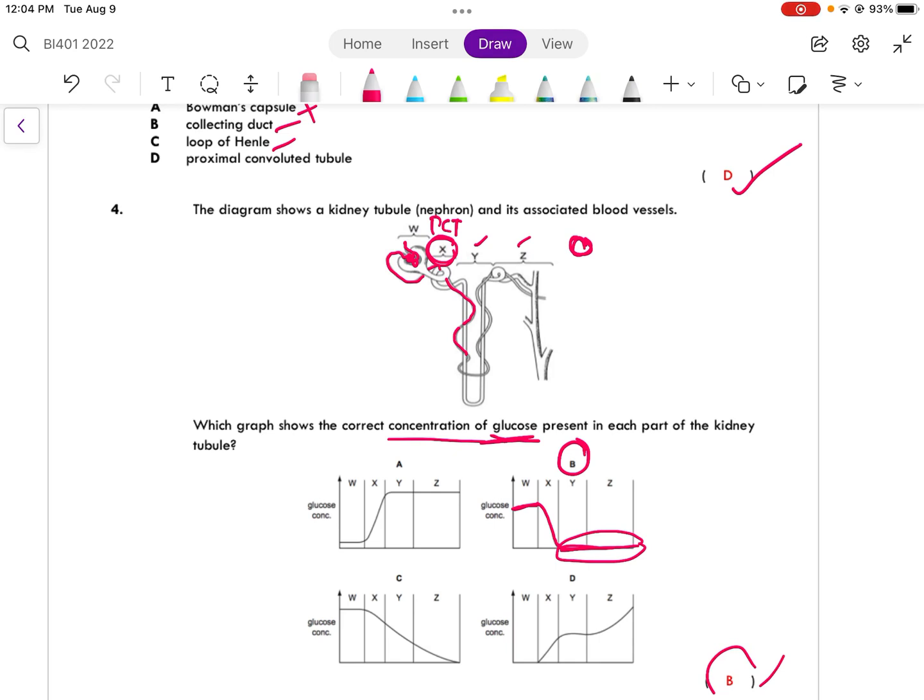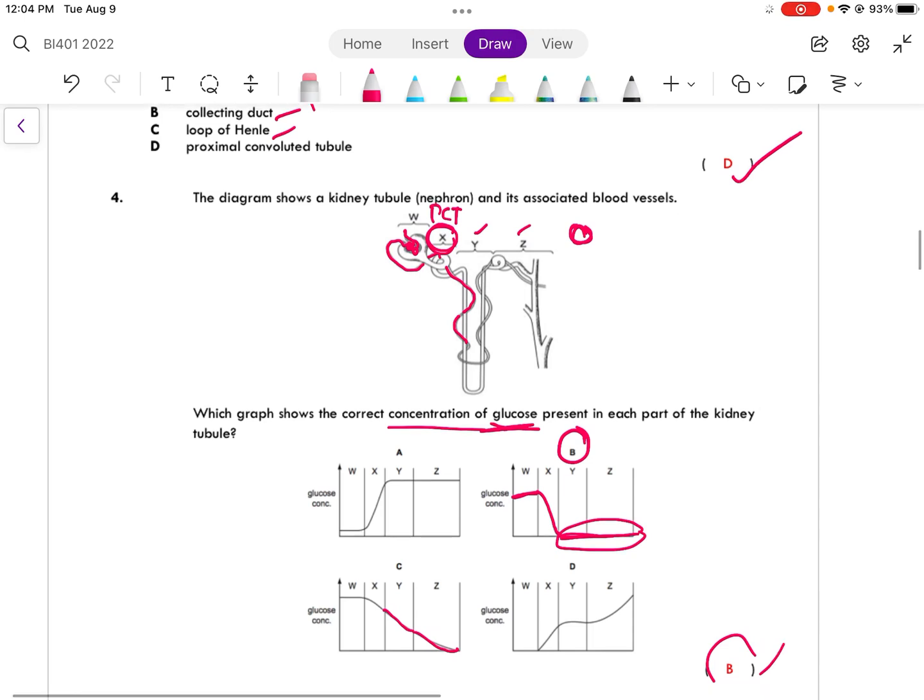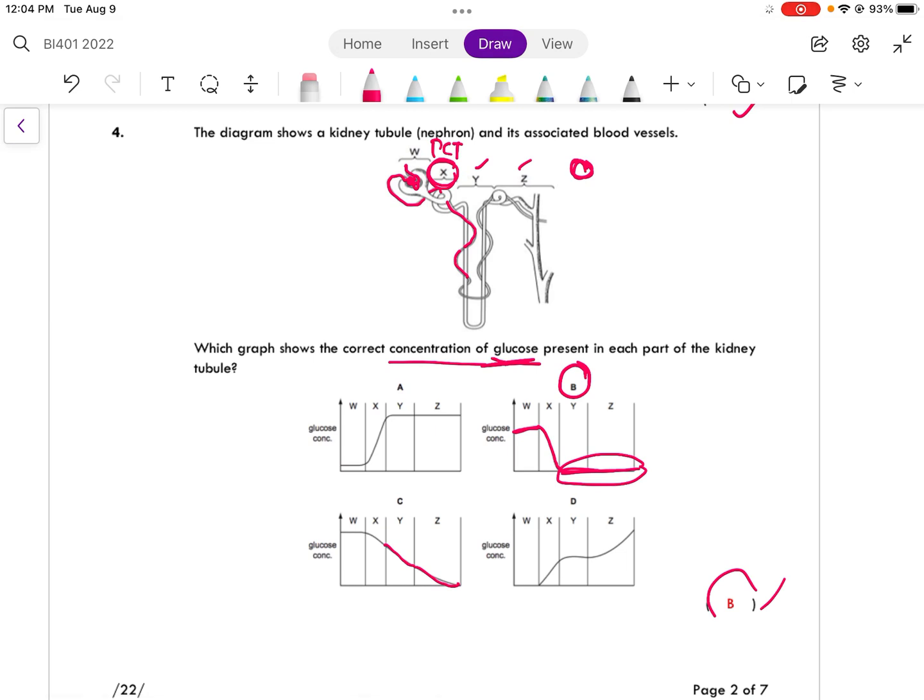It cannot be C, because it implies that even at Y, the loop of Henle, there's still glucose left, and at Z also still have glucose left. Perhaps this is possible for someone whose kidneys are damaged. Nephron's not quite doing its job anymore to reabsorb substances fast enough. This might belong to a diabetic patient, C, right? But a healthy kidney should be B.